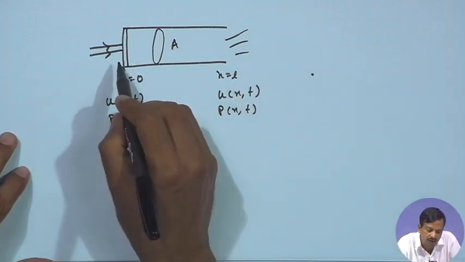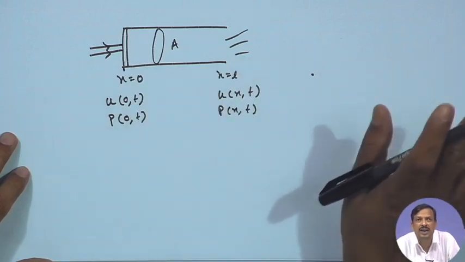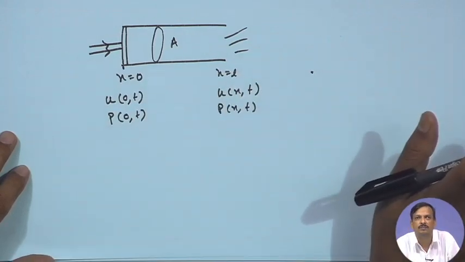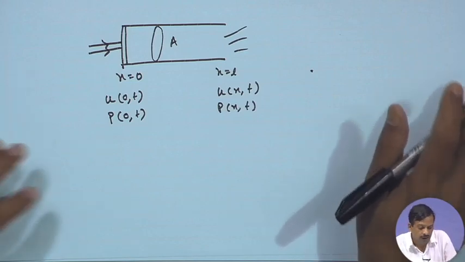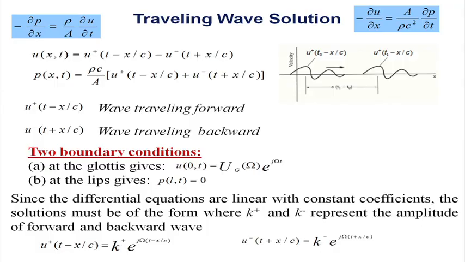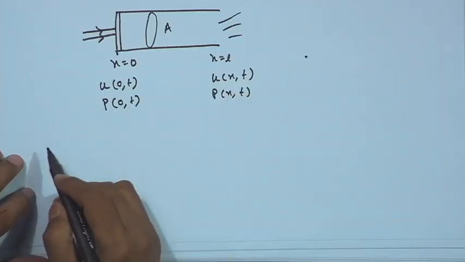We consider that throughout the tube, A remains constant. Now, try to find out the travelling wave solution in the tube. What is the travelling wave solution?